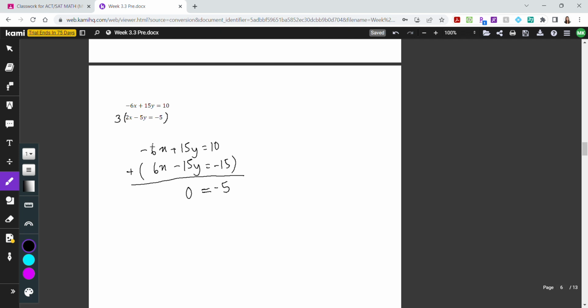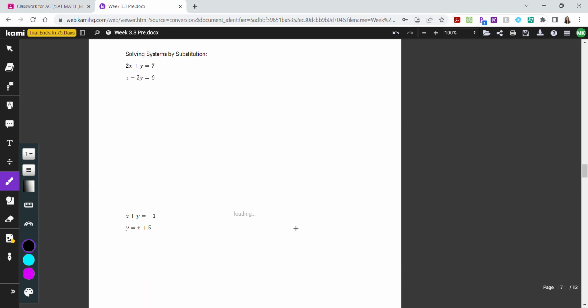And because here we get 0 equals negative 5, that means we have no solution, right? Because like I said, 0 is 0 and negative 5 is negative 5. 0 cannot be negative 5 and negative 5 cannot be 0. And that's why when you have these kinds of situations, you have no solution. All right?